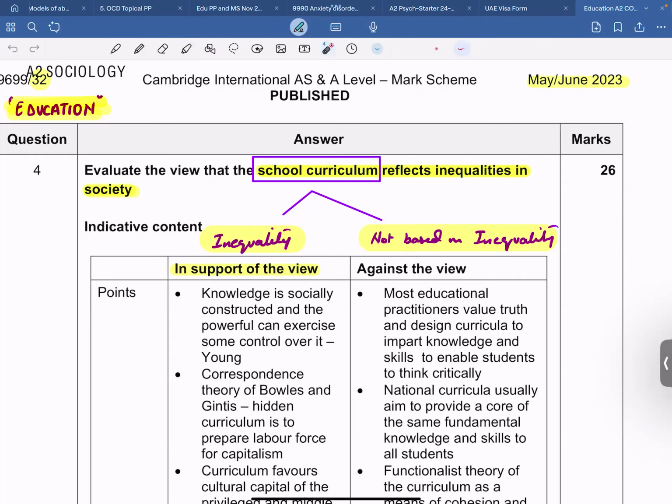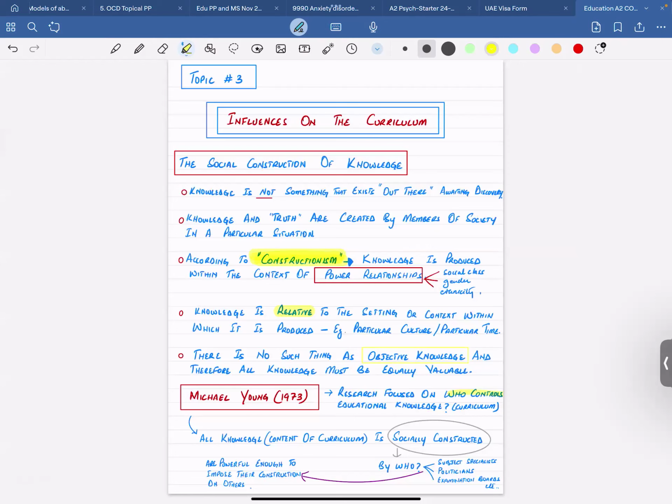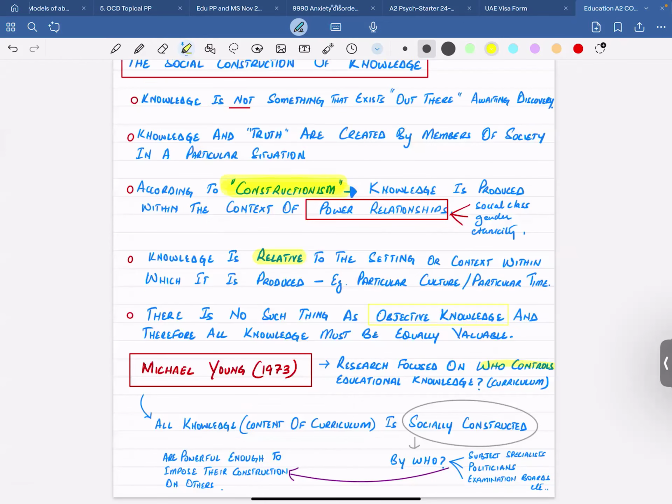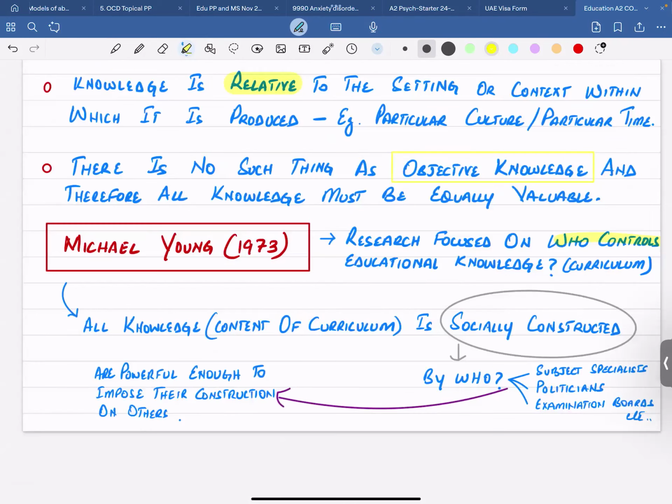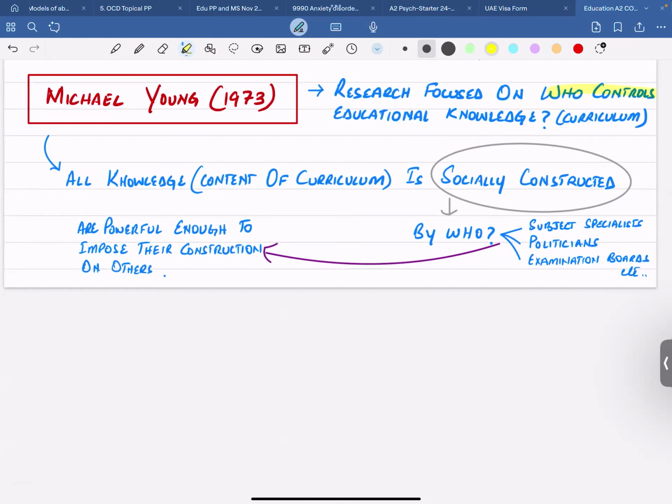If we have a look at the marking scheme, it reads, knowledge is socially constructed and the powerful can exercise some control over it. We're talking about how the school curriculum can be a reflection of inequality. This particular point was initiated by Michael Young. According to Michael Young in 1973, his research focused on who controls educational knowledge, that is the curriculum.